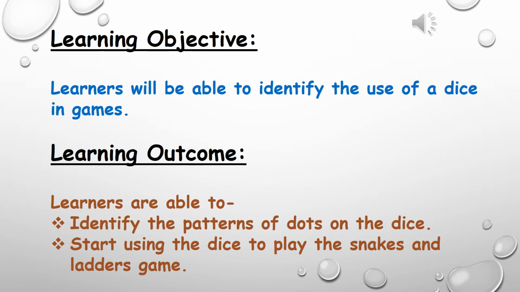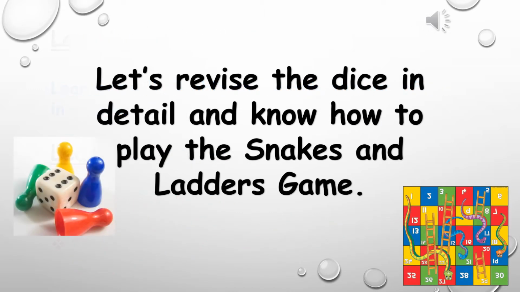The learning objective is learners will be able to identify the use of a dice in games. The learning outcome is learners are able to identify the patterns of dots on the dice and start using the dice to play the snakes and ladders game. Let us now revise the dice in detail and know how to play the snakes and ladders game.